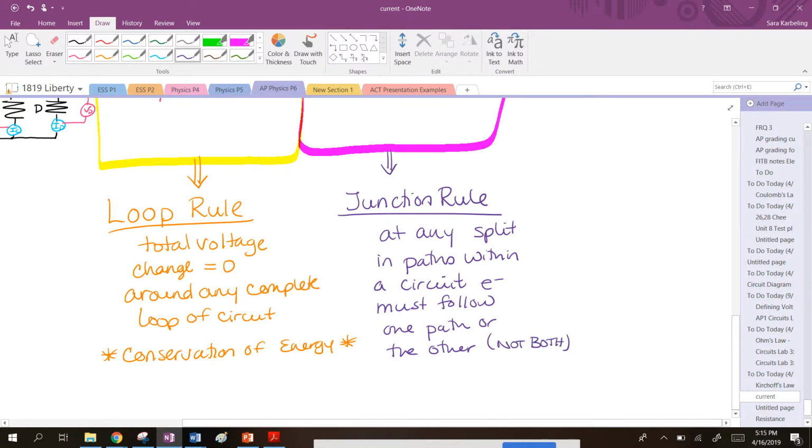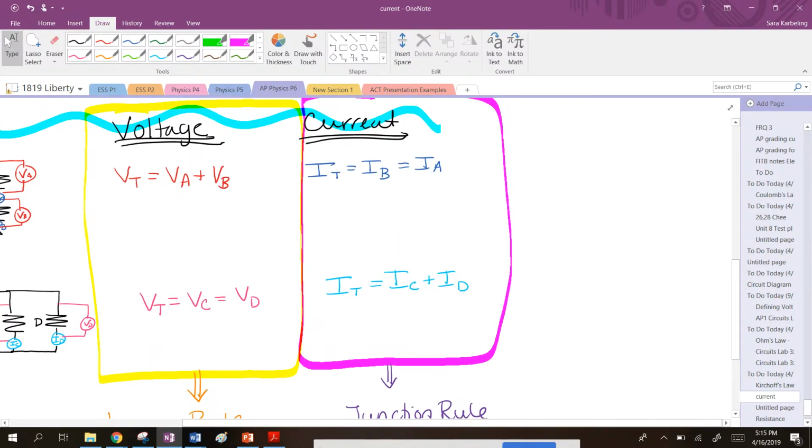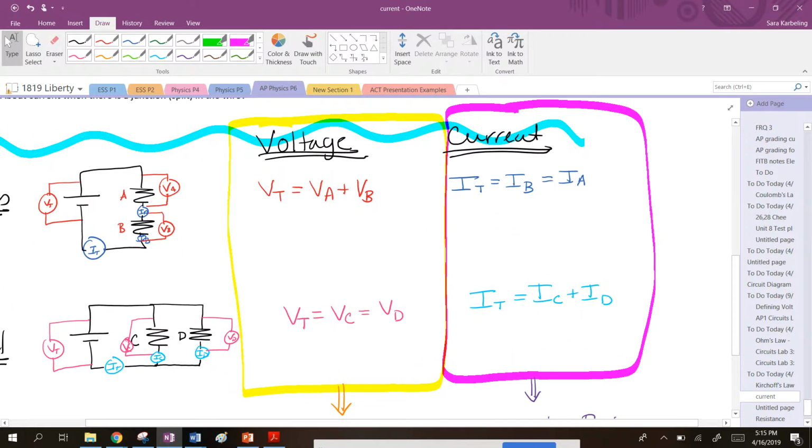Okay, so what does that mean for a series circuit? Not a whole lot. Because there aren't any splits, all of the electrons that leave that negative terminal are going to follow this path, every single one of them, which means that all of the electrons go through this, all of the electrons go through that. So that means that the current has to be the same in all of those spots.